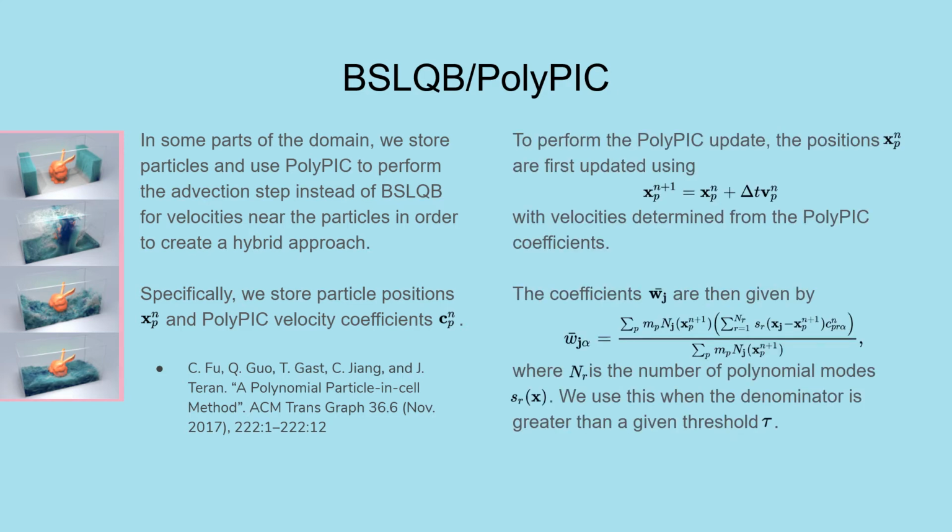To advect using PolyPIC, the particles are first updated using the particle velocities, which are determined from the PolyPIC coefficients. The interpolation coefficients are then given by this expression, where nr is the number of polynomial modes. The numerator is the momentum that particles transfer to the grid, and the denominator is the mass that they transfer to the grid. When this denominator is larger than a given threshold tau, we use this value for W bar. Otherwise, we obtain them as before from the SPD system. This is our hybrid BSLQB/PolyPIC advection scheme.